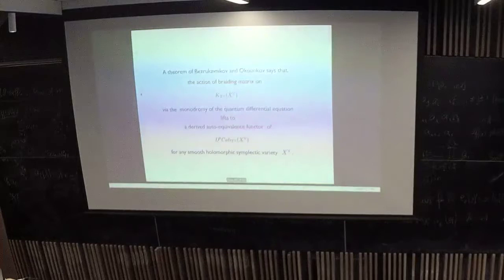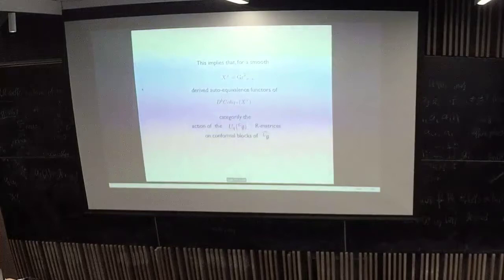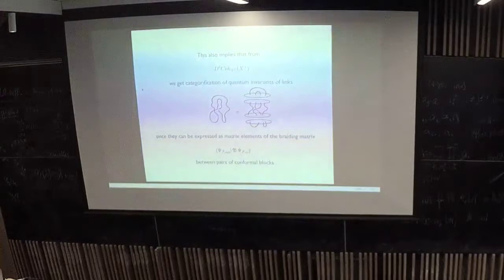The theorem by Bezrukavnikov and Okounkov says that the action of braiding on equivariant K-theory of X-check, whenever X-check is holomorphic symplectic and smooth, leads to derived auto-equivalence functors of the equivariant derived category of X-check. So it implies that these derived auto-equivalence functors categorify the action of U_q(g) R-matrices on conformal blocks. Can you say what this means? What is the categorification here?